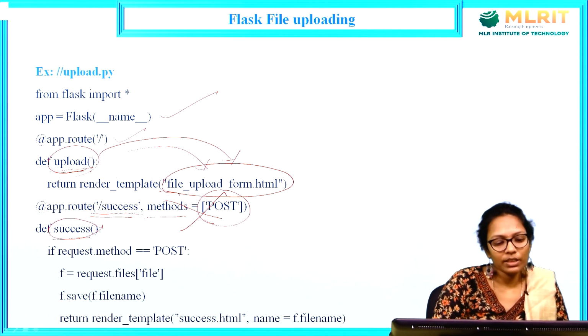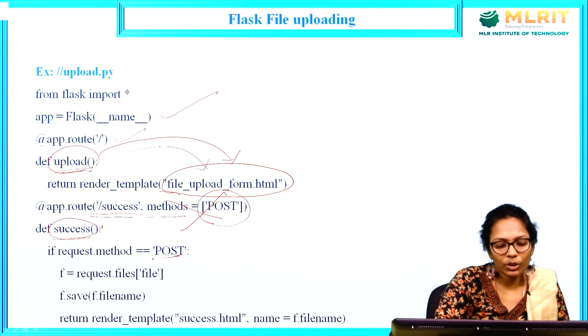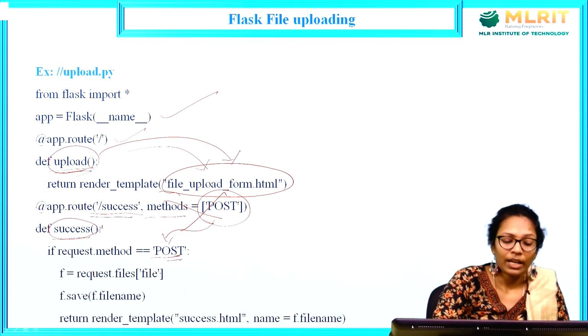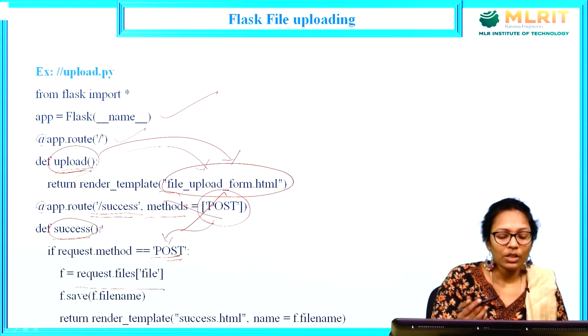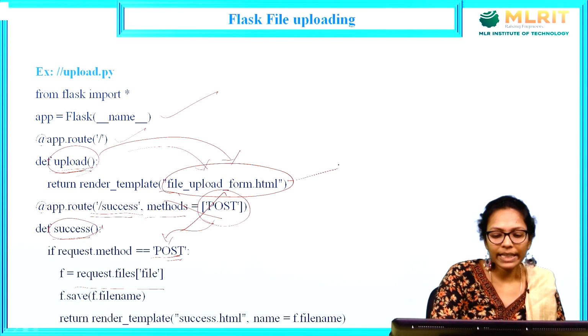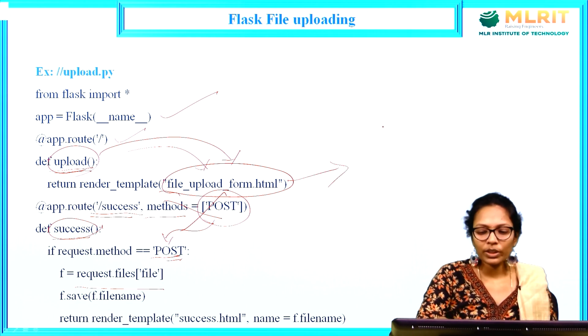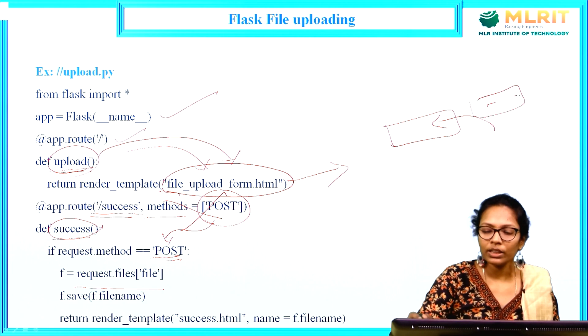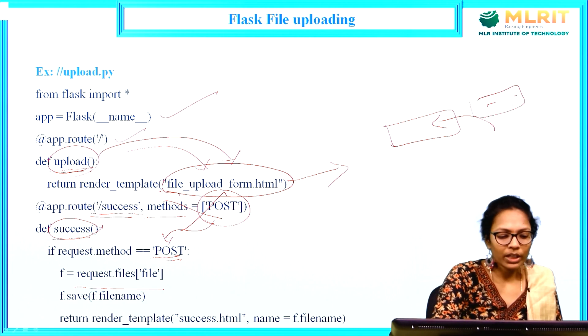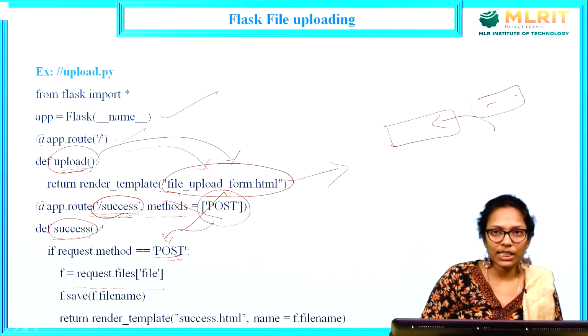What is the success method checking? If request.method is equal to post, then I am getting the path of that file, the file which is uploaded by the user. Where is the user uploading the file? In this HTML file. In the HTML file, the user will upload the file and click on submit. If you click on submit, where will it come? It will come to this /success URL.